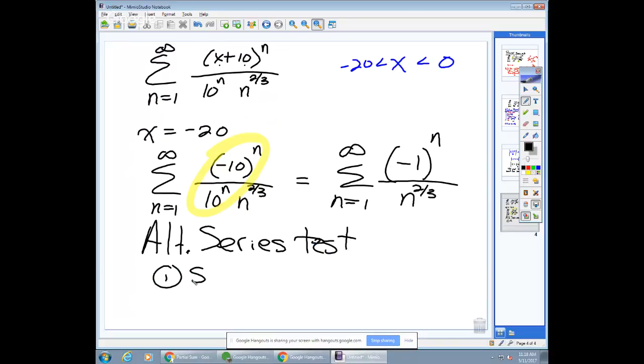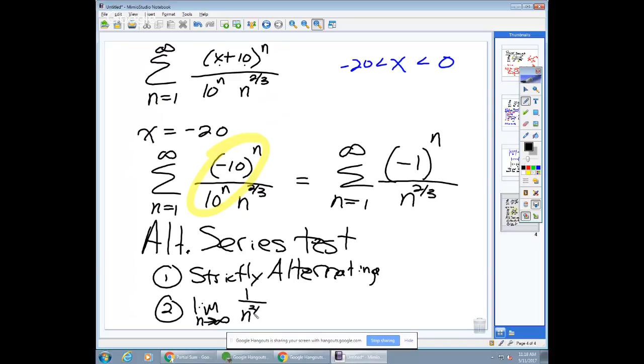So one, it is strictly alternating. And if I take the limit of the non-alternating part, 1 over n to the 2/3, well, the denominator is getting bigger and the numerator is fixed at 1, so this thing does go to 0. And so those two conditions mean this is convergent.